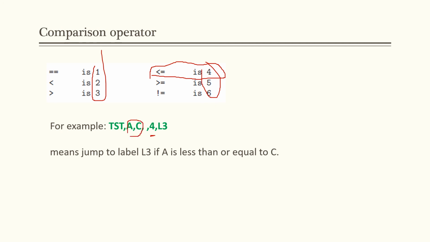Okay, so if you're given this particular atom, it would mean that you are comparing a and c. You want to check whether a is less than or equals to c or not, and then if it is yes, you move to label L3. So this is how you read the atom with the comparison operator.